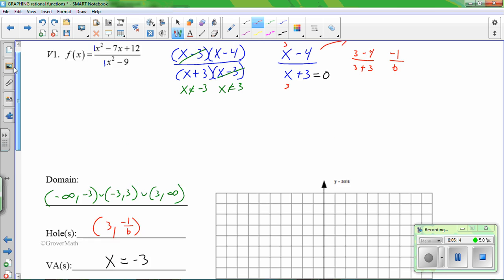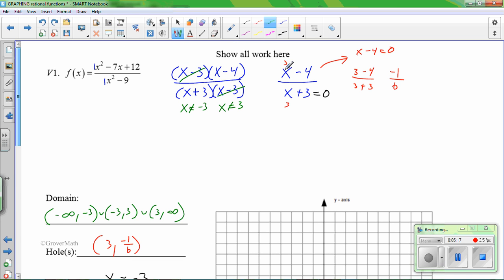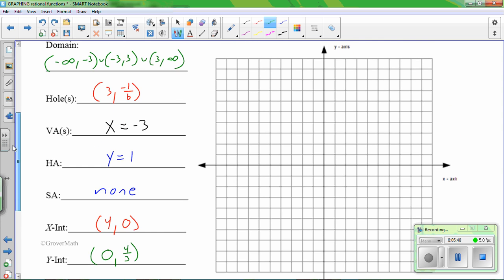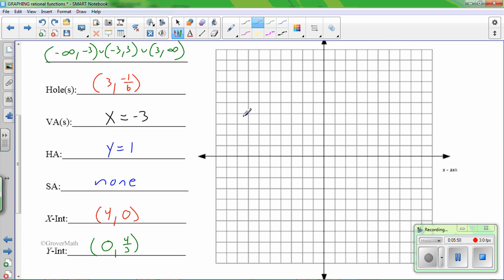Remember, for y-intercepts, what we do is replace all of our x's with zeros, just like when we replaced them with 3's for the hole. So that would be 0 minus 4 over 0 plus 3, which leaves you with negative 4 over 3. And so that is your y-intercept of (0, negative 4 over 3). There's an extra line down here for extra points, but I'm going to get those from my calculator.